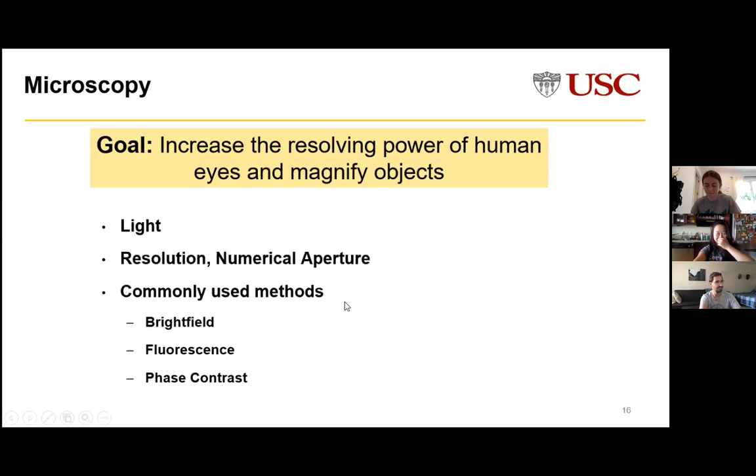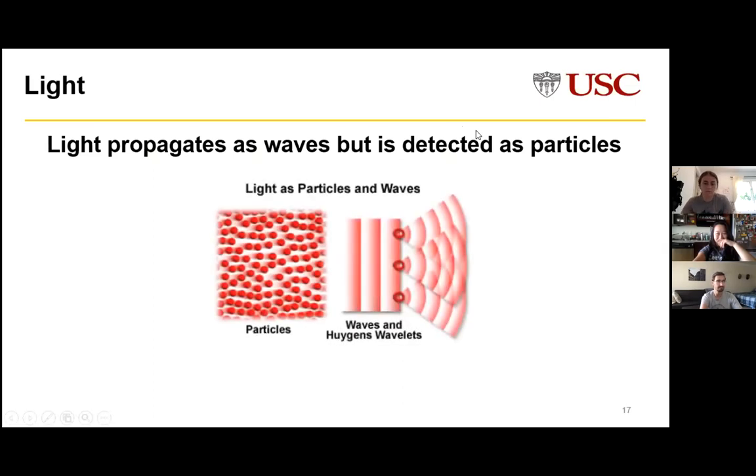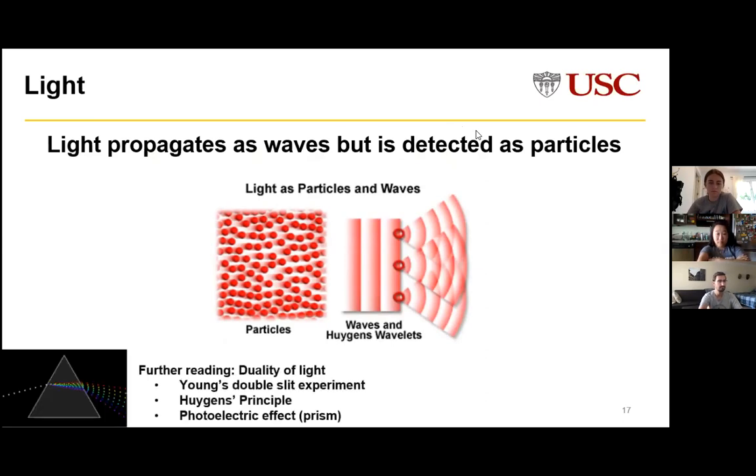Yeah, so let's go ahead and start talking about light then. So light propagates as waves, but it's detected as particles, and this is known as the dual nature of light. I'm not going to go too much into detail for that, but if you're interested in learning more about the physics behind it, it's still something that physicists don't entirely agree upon, so it's pretty interesting to research. But just keep that in mind, that it can be considered as particles and as waves, and that's leveraged for the purposes of microscopy.